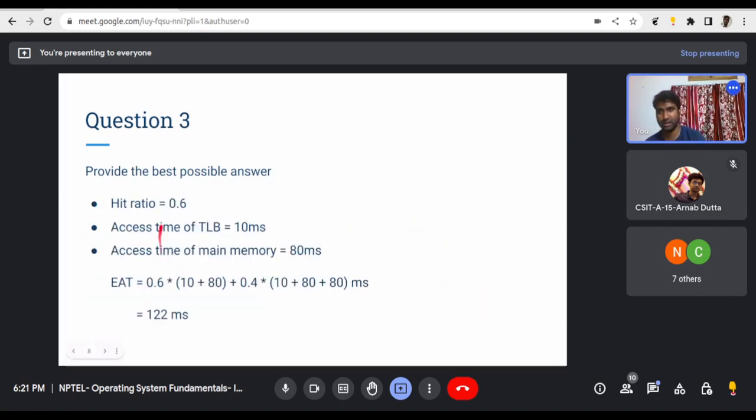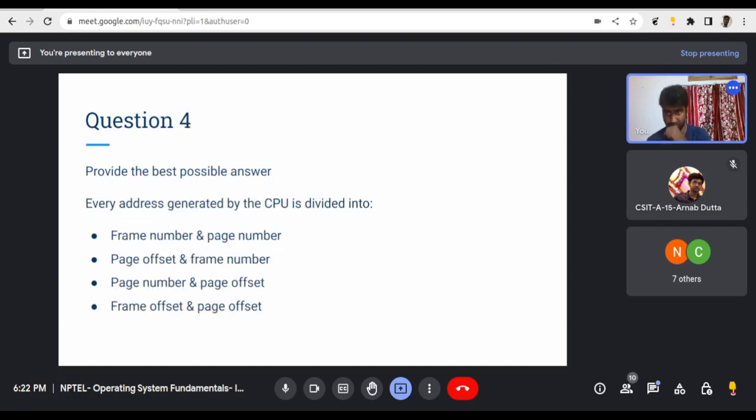So the details given are the hit ratio, which is 0.6, access time of TLB is 10 milliseconds, and access time of main memory is 80 milliseconds. So for the effective access time, you simply need to put it in this formula and you will get 122 milliseconds. That is correct, 122 milliseconds. Okay, thank you. Anyway, let's move on to the next question.